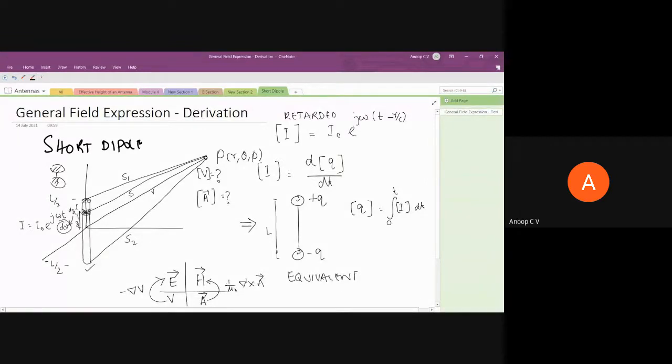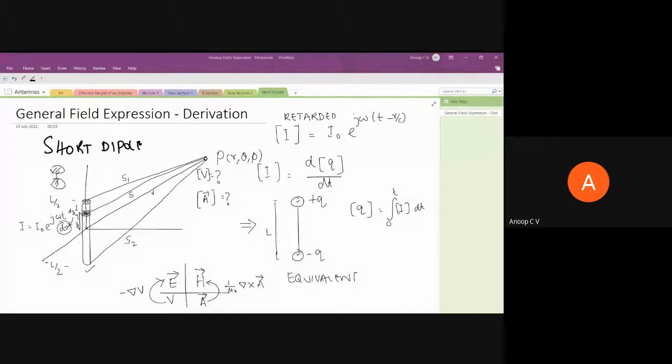Are you clear with these things? Are you clear with the system model? Please do type in if you are okay with the system model or not, at least if you know what we are going to do. I'm going to write the expression for V and A, and from that I'll find E and H. That's what we are going to do. The general field expression of a short electric dipole is what we are going to derive. So please do respond if you are comfortable with the system model.